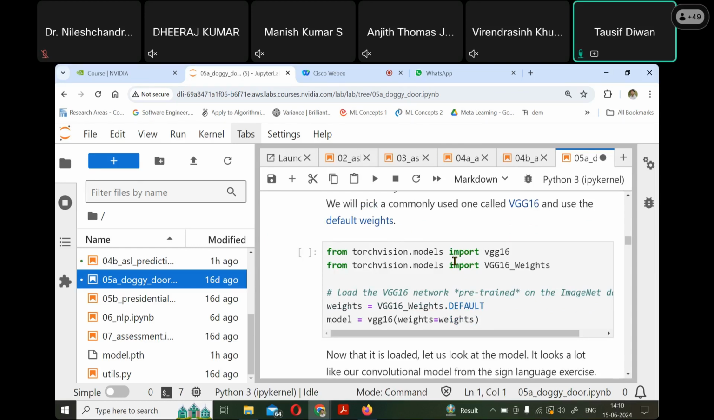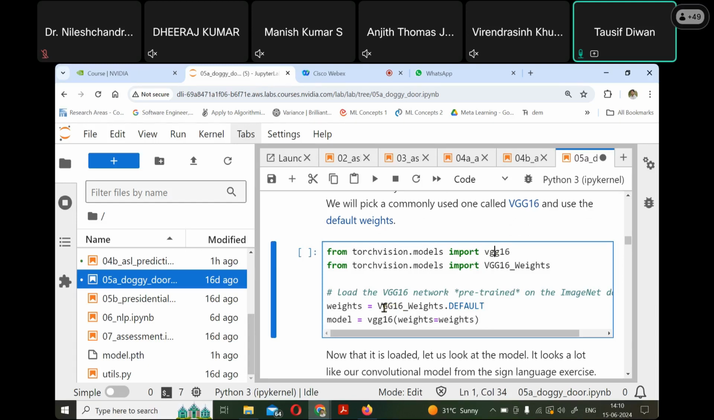So by loading the model, we are importing the model architecture, as well as the model weights. As I have already told earlier, a model is nothing but the architecture plus weights. VGG 16 was already trained on a huge corpus. So here we are importing the architecture of VGG 16 in the first line, and in the second line we are importing the trained weights.